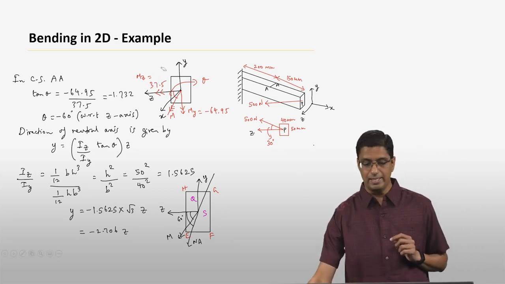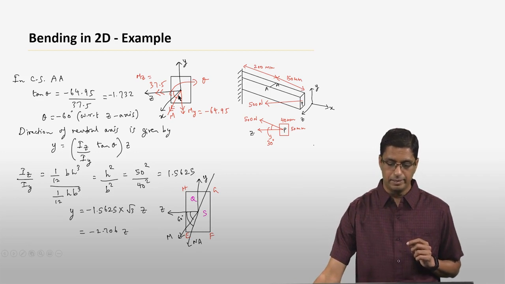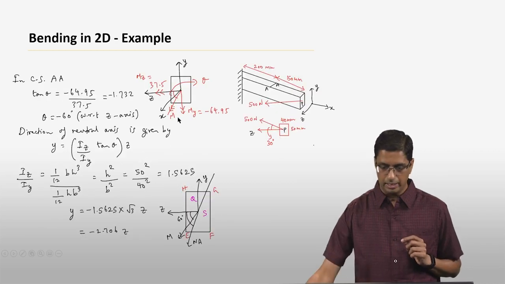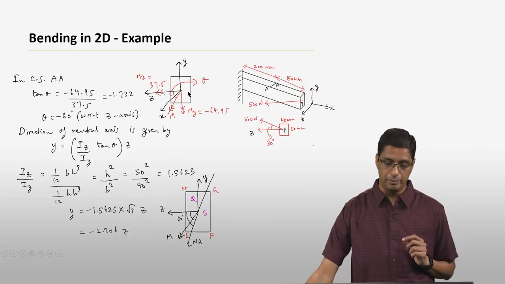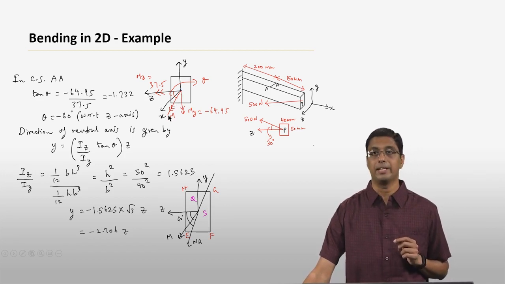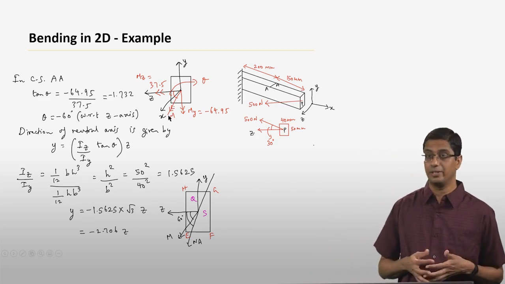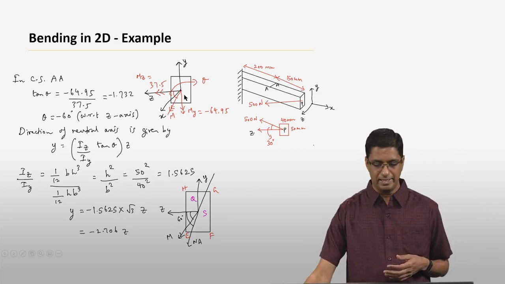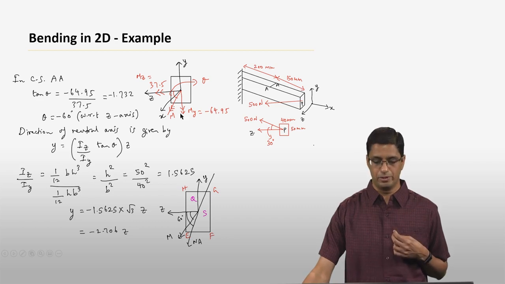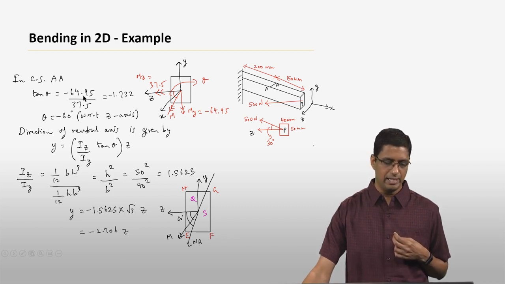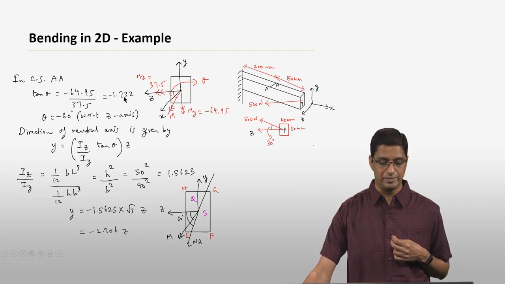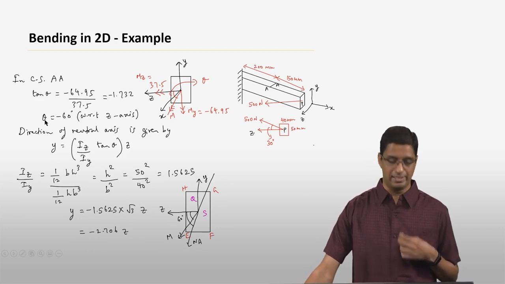So which means that the resultant moment here is going to be in this direction. Because My is pointing downwards and Mz is pointing to the left, the resultant moment M is going to be in that direction. And what is theta going to be? That is fairly simple. Tan theta is nothing but My over Mz. So My is minus 64.95, Mz is 37.5. So you get tan theta to be minus 1.732, which means that theta is minus 60 degrees.